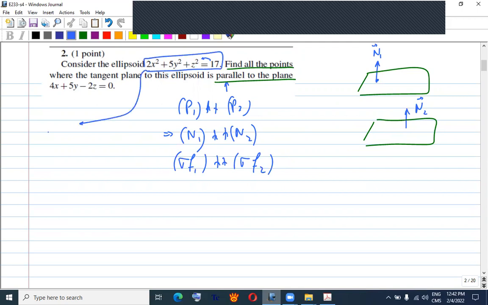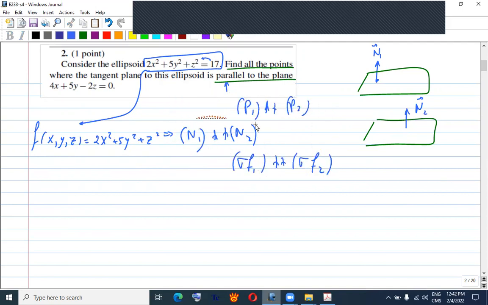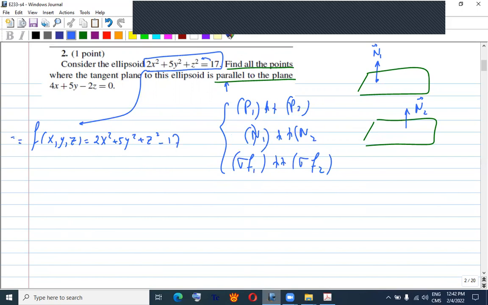So this is the surface, you can call it F. So F(x, y, z) is written as 2x squared plus 5y squared plus z squared minus 17. So this is your surface representation. Okay, this is the ellipsoid. You can call it E. Okay, go ahead. So what?